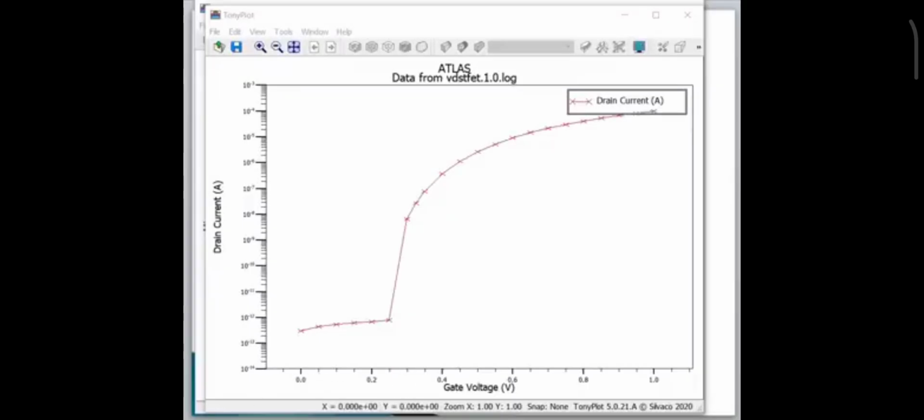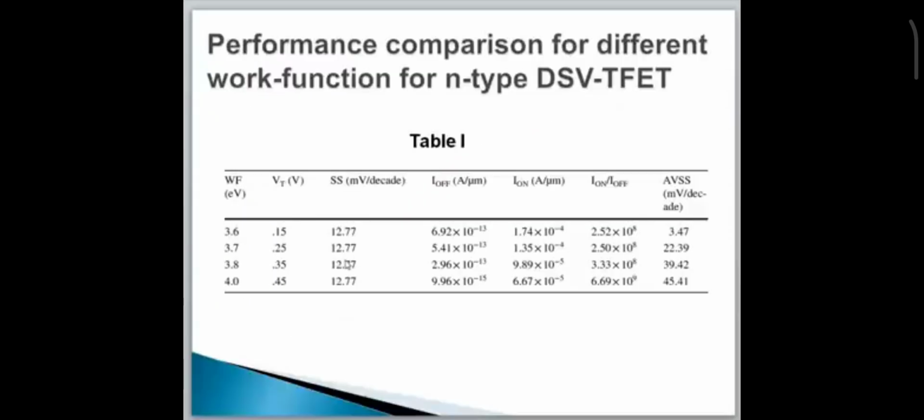Let's go to the PPT. This is the table: performance comparison of different work functions for N-type dual source vertical TFET. As we change the work function of the device, we can note that the threshold voltage starts increasing. This means if you decrease the work function, the threshold voltage reaches the minimum value. And the value of the subthreshold slope is almost constant when you change the work function of the device.